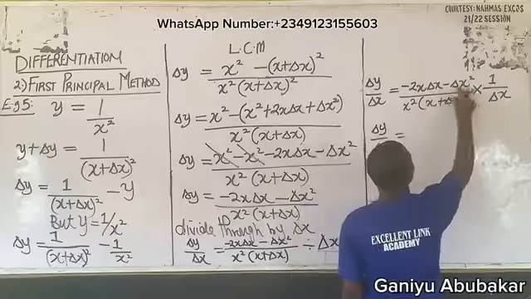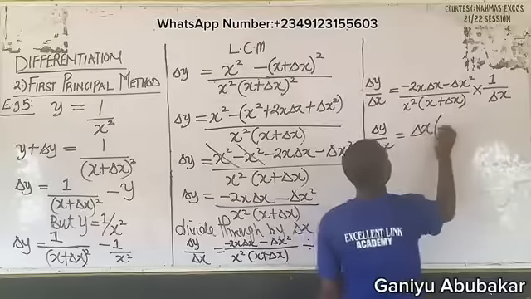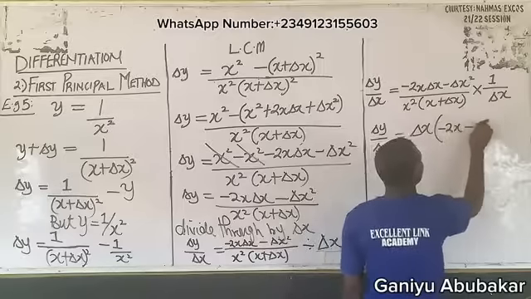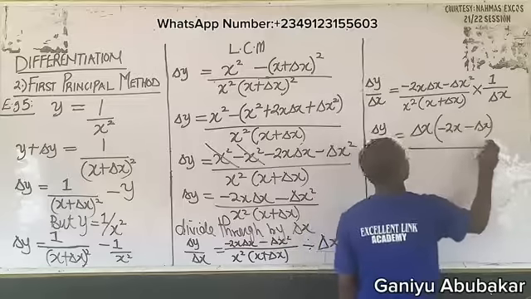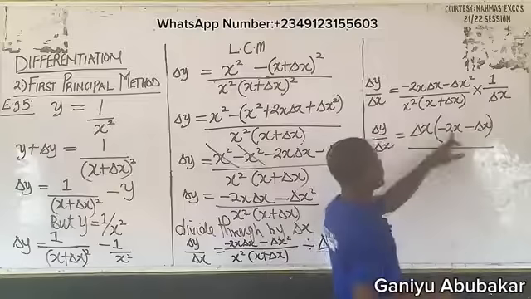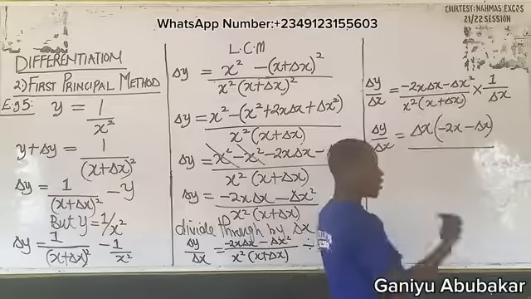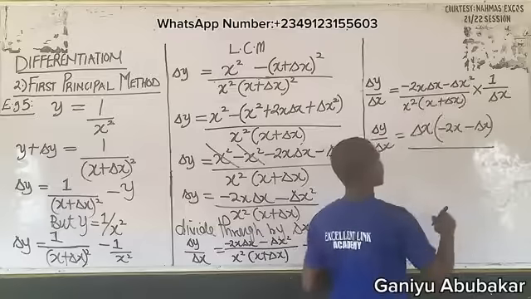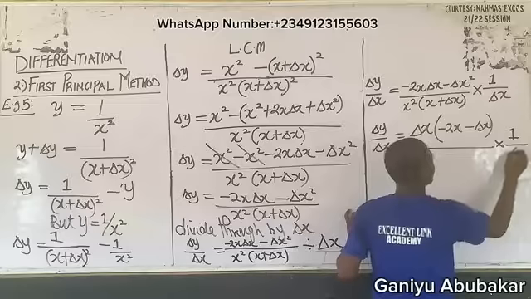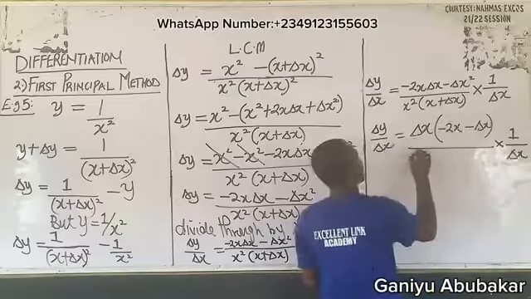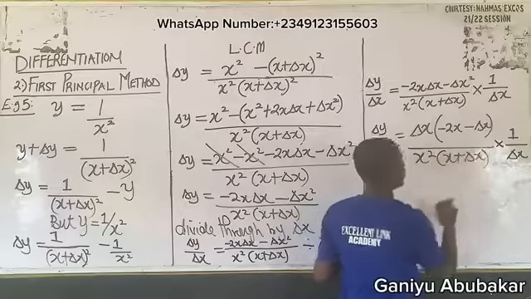In what way? This becomes change in y over change in x is equal to, observe that change in x is common from the two, bring out 1 in x into minus 2x minus change in x, right? All over what? Observe that this times this I'll have this, this times this I'll have this, so it's like factorizing. That's the concept. So this times 1 over change in x. Repeat this, x squared into x plus change in x.